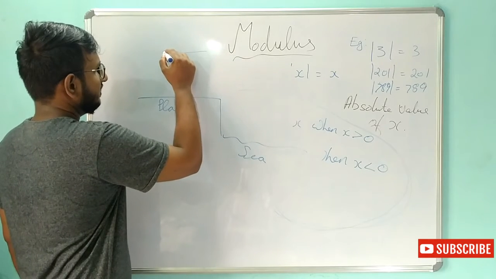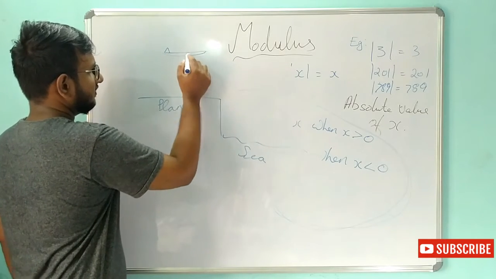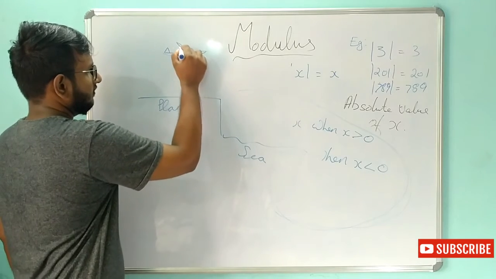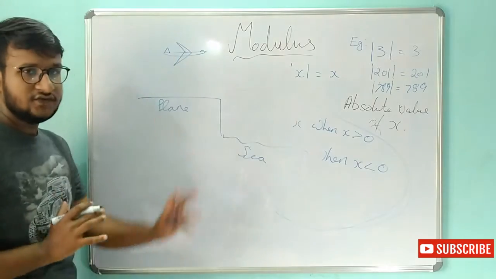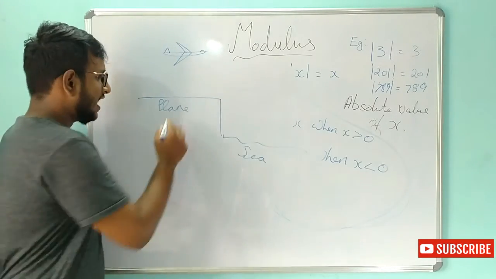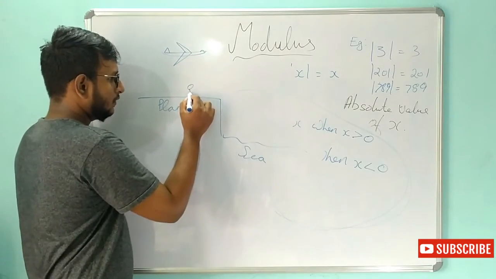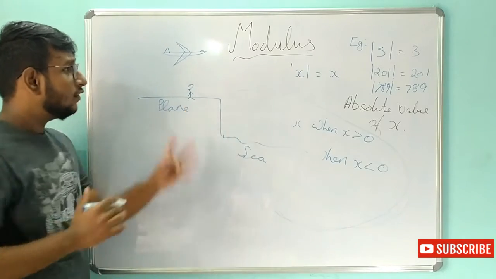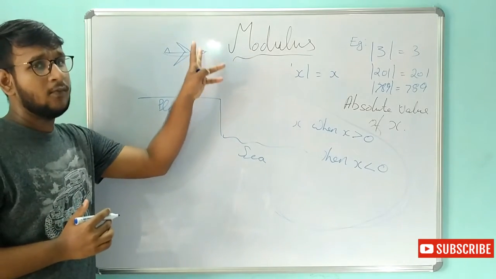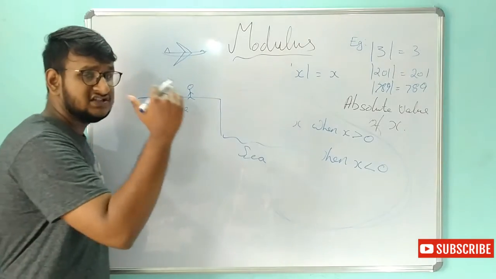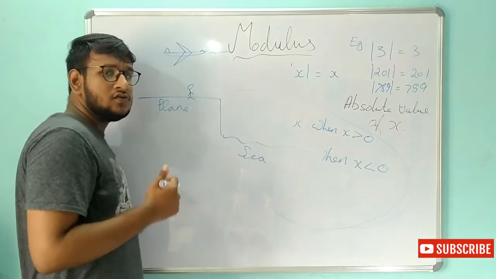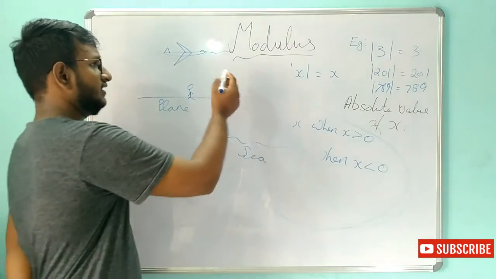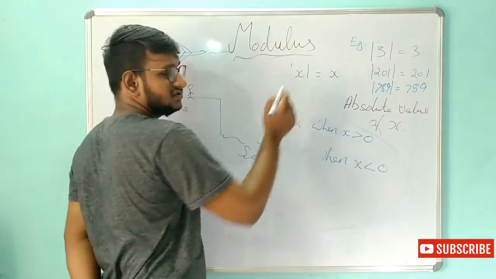So let's say this is the aircraft, the best possible aircraft that I can draw. It is flying over me, and I am standing over here. I want to know the altitude of the flight which flies above me, that is, at what height the flight flies above me. I will calculate it by using the modulus concept.